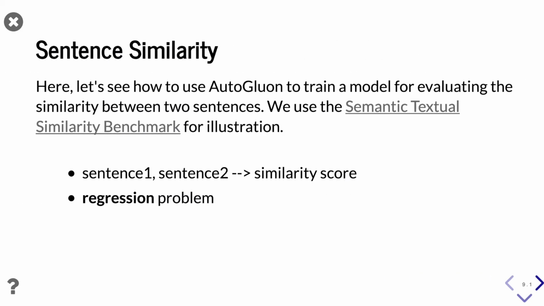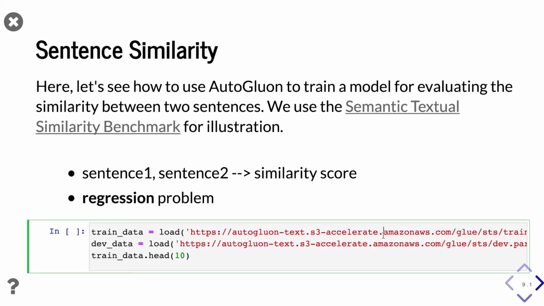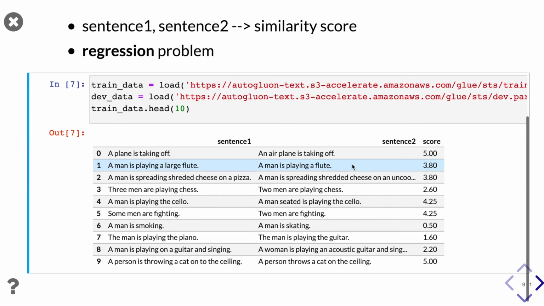Okay, now let's see another data set, the sentence similarity data set. Here the goal of sentence similarity is to evaluate the similarity between two sentences. In this example, we will use the Semantic Textual Similarity Benchmark for illustration. As we can see, the inputs are two sentences and the output is a similarity score, so it's a regression problem. So let's load the data.